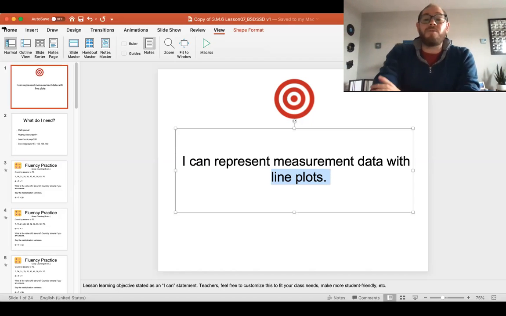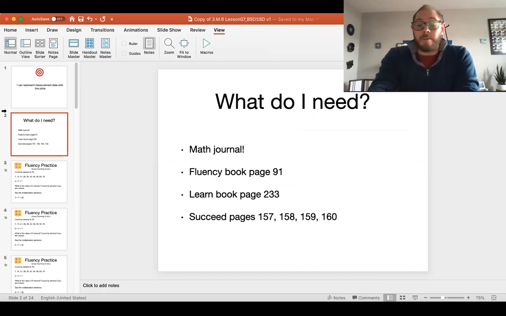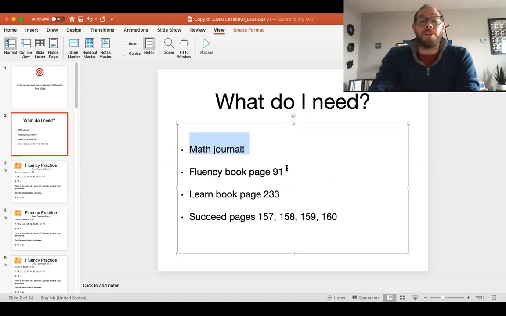All right, so now we've gone over our learning objective. I'm going to look at what we need. Today, we will need our math journals. We will need our fluency book open to page 91 and ready to go. We will need our learn books open to page 233 and ready to go. And for homework, we will need our succeed pages 157, 158, 159, and 160.